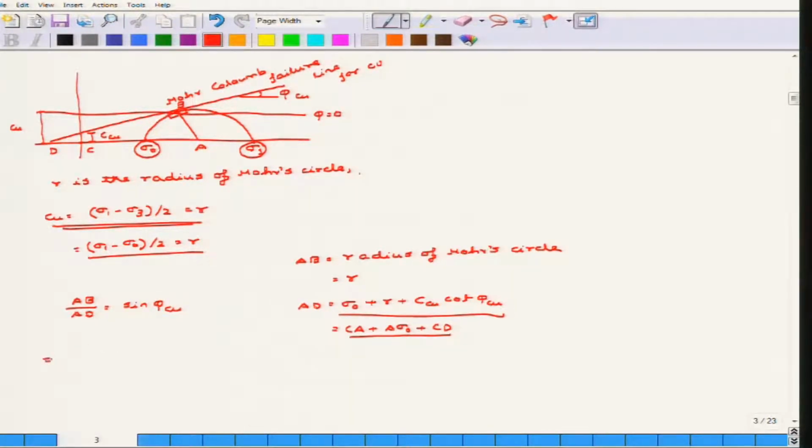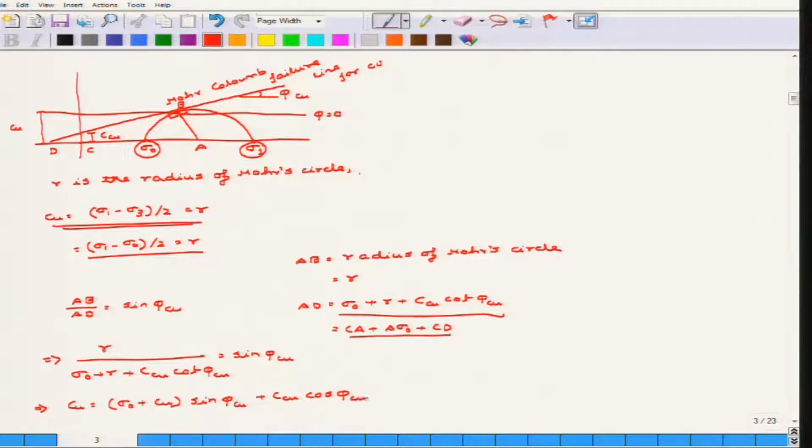Now we put back in the original relation. So R by sigma naught plus R plus C Cu cot phi Cu is equivalent to sine phi Cu. So Cu from here is sigma naught plus Cu into sine phi Cu plus C Cu into cos phi Cu. Now this is the relation of the UU test with the CU test, or basically the relation of the undrained cohesion with the consolidated undrained cohesion and consolidated undrained friction angle.